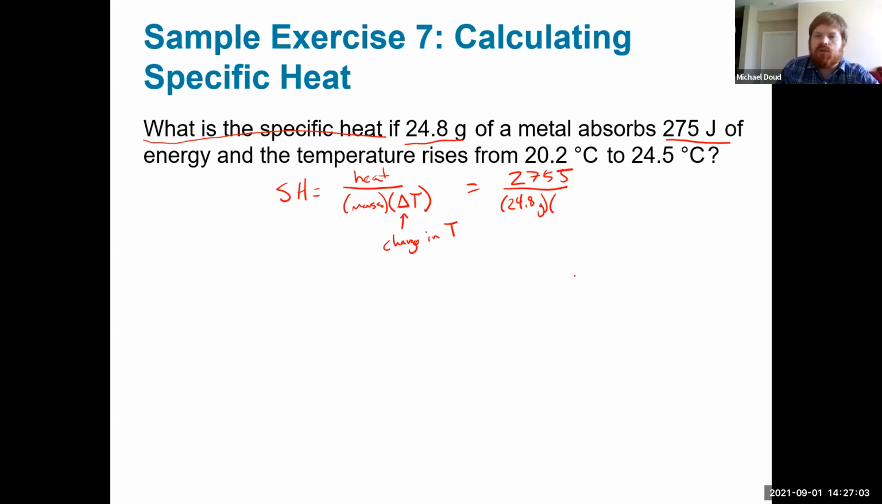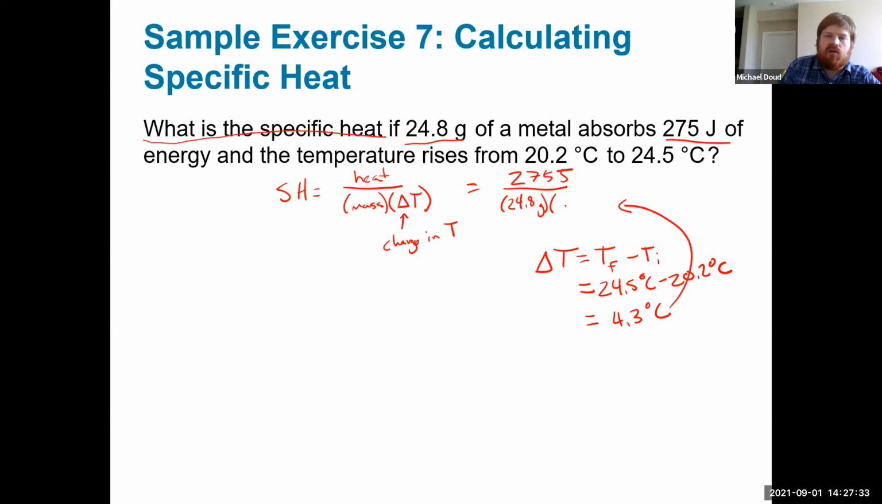And how about the change in temperature? How do we define the change in temperature? Well, the change in temperature is the final temperature minus the initial temperature. That's how I would write that out in mathematical terms. So the final temperature was 24.5 degrees Celsius. The initial temperature, 20.2 degrees Celsius. Okay, and if we do all that math, that should give us 4.3 degrees Celsius here, which we're going to use up in here again. So that's 4.3 degrees Celsius.